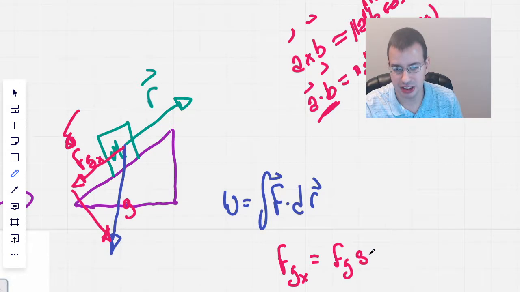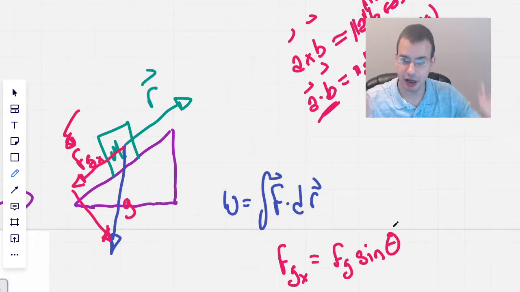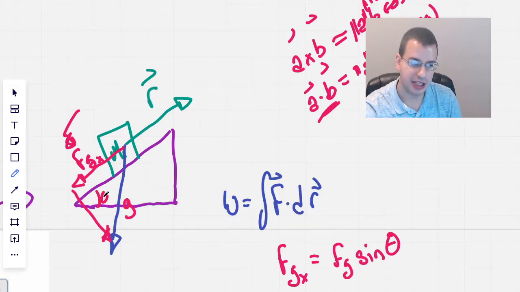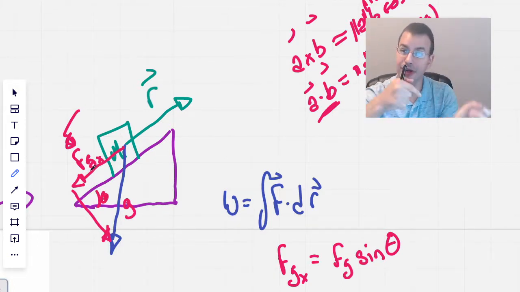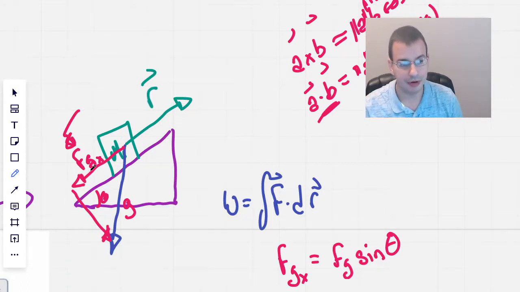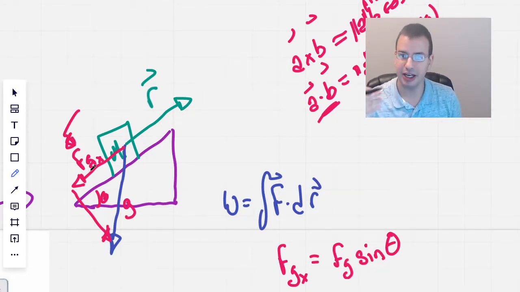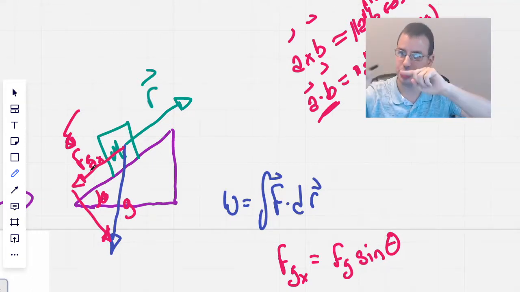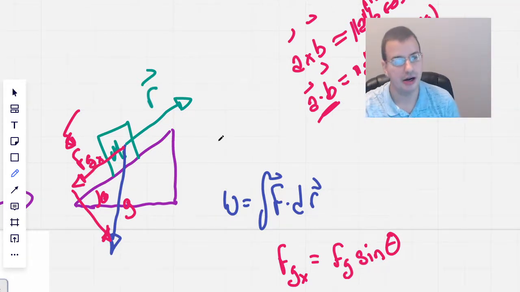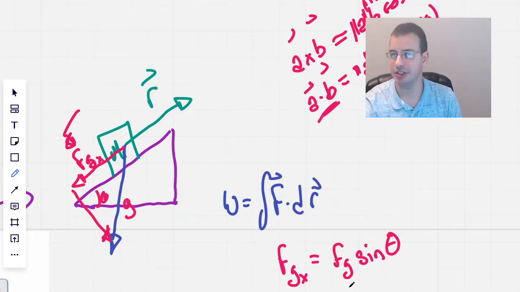FGX will be FG sine of theta. You can figure this out using geometry, finding how this theta applies to the force of gravity going down. The way I remember it is a sliding block is sine of theta. I just use the alliteration between sine and sliding, and that's how I memorize this.